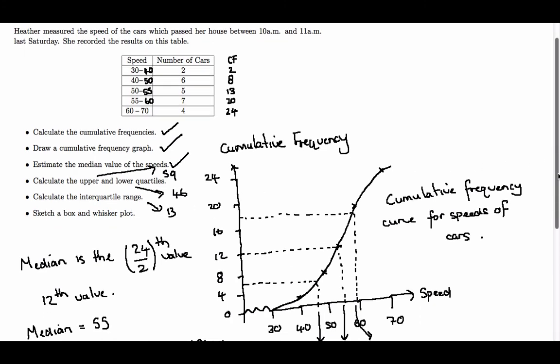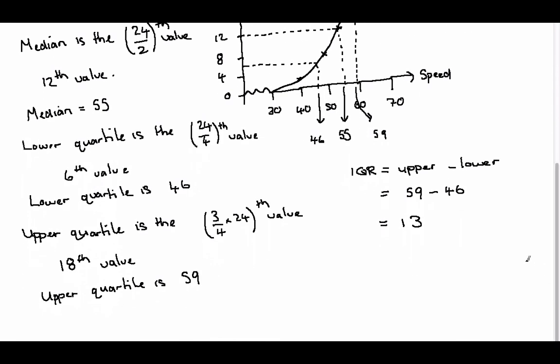And then I've just been asked to draw a box and whisker plot. So I'm going to draw my box. Remember, the box is made up of the lower quartile, which is 46, the upper quartile, which is 59 here, and the line in the middle represents the median. So the median is about roughly here.